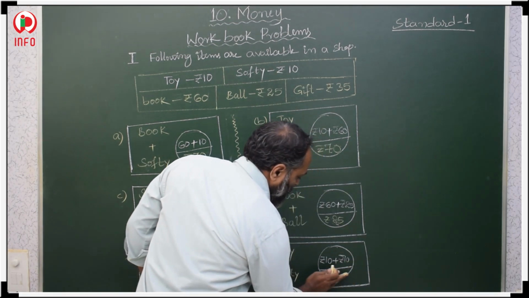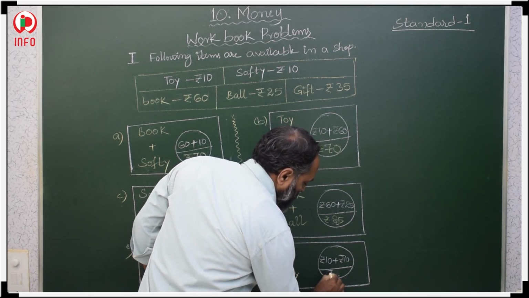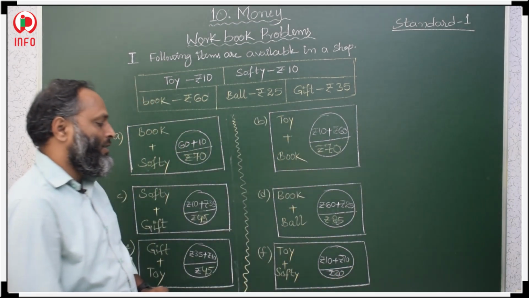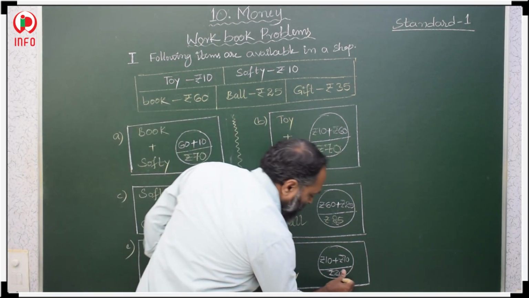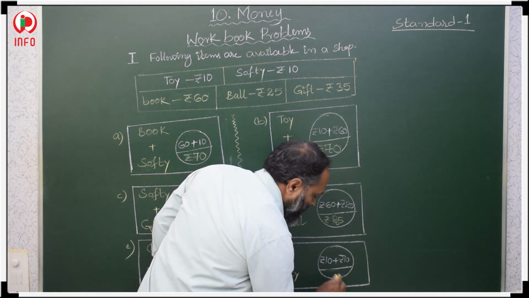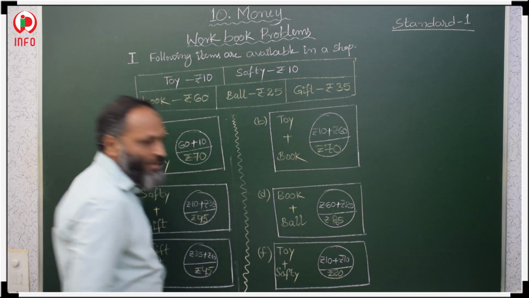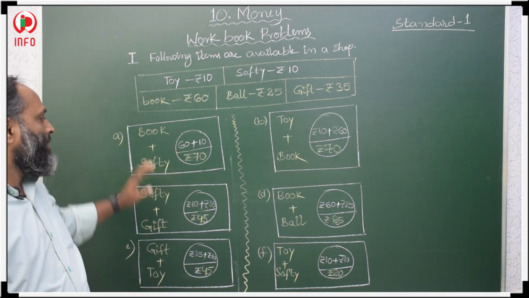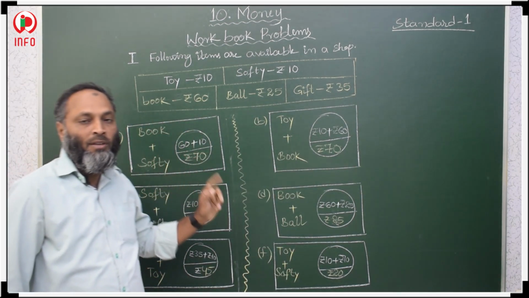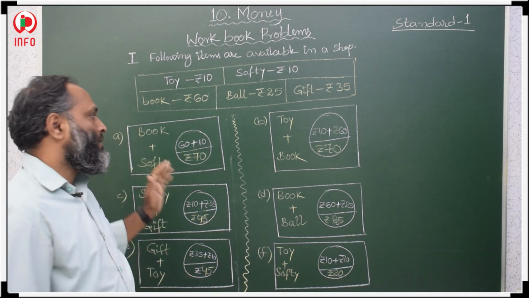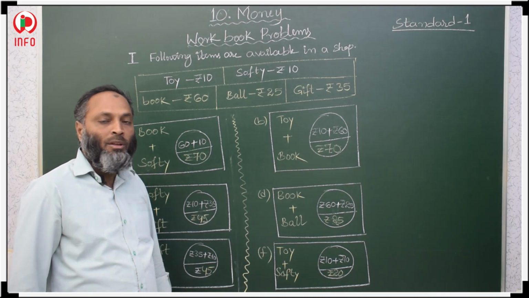Then 10 plus 10, how much is the total? Rupees 20. The total price here is 20 rupees. Just see what he is asking first, and what price is given. That price we have to add, and that sum we have to write.